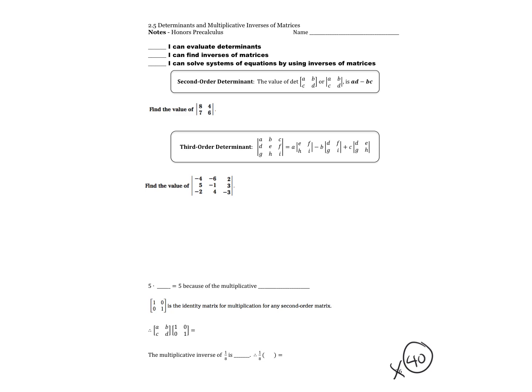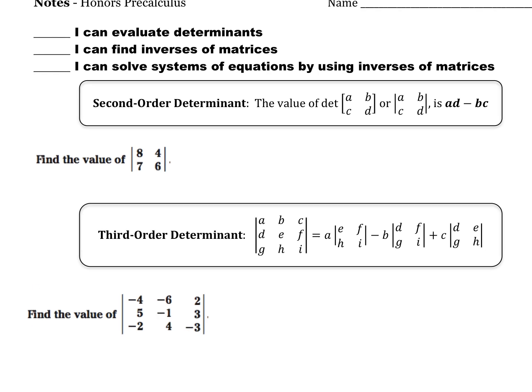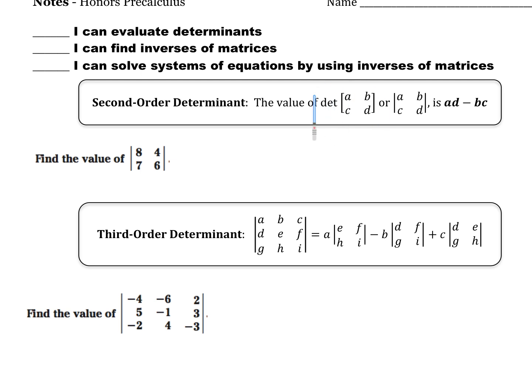We are looking at page 40. We've seen this now. To take a determinant, they call it a second order because it's a 2x2, of a matrix in this form, this is how they're going to ask: go find the determinant of this matrix.